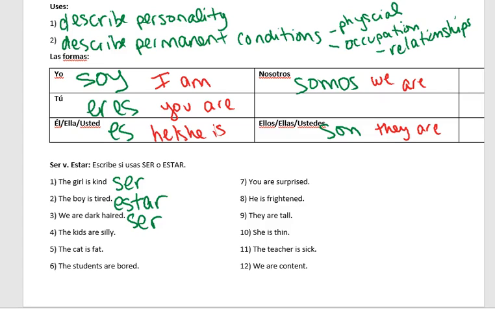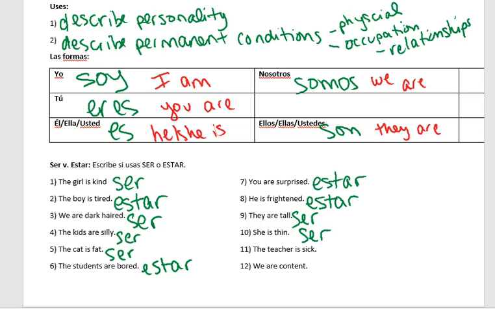Alright, so you should have finished 4 a 12. The kids are silly. Silly's personality, so it's ser. The cat is fat. Fat is technically a physical description. I know it's not always permanent, but it is a physical description, so it is ser. The students are bored. Bored is an emotion. It's estar. You are surprised. Surprised is an emotion, so it's estar. He is frightened, also an emotion, estar. They are tall, which is physical, so it's ser. She is thin, again, physical, so it's ser. Teacher is sick, it's a feeling or emotion, so estar. And we are content as an emotion, so estar.